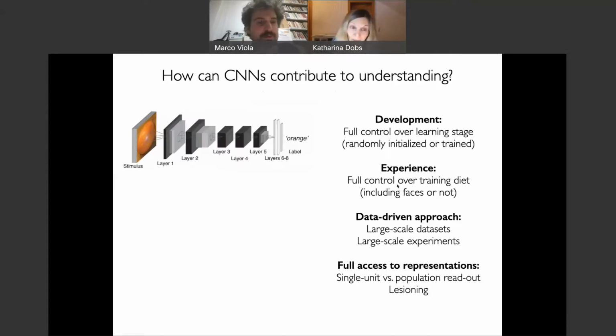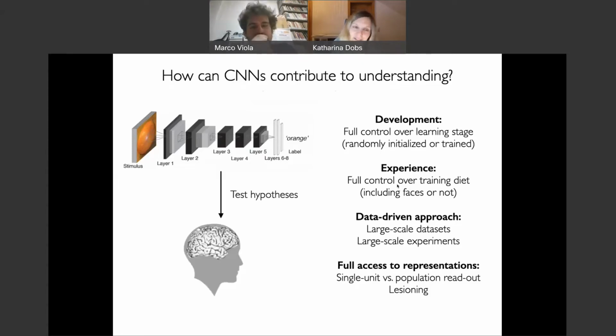So yeah, I want to argue today that these models are very useful to test certain hypotheses about the human visual system in particular, and by comparing the models and the brain, we can then go back and improve the models and make them more brain-like. And by that, learn from each other.